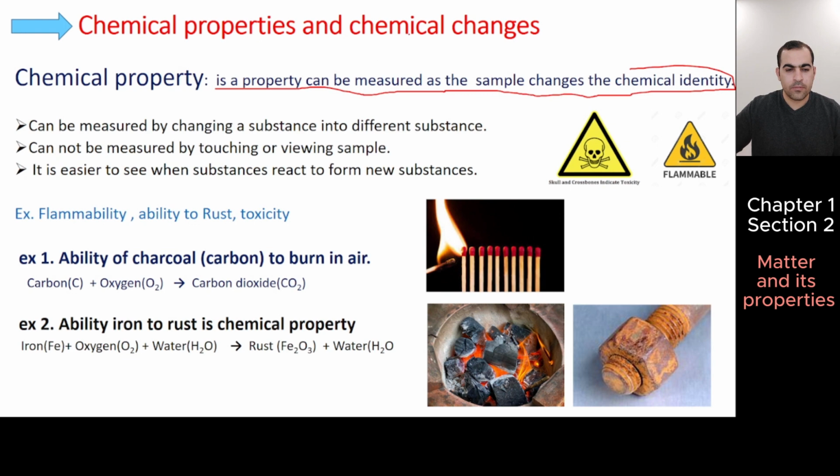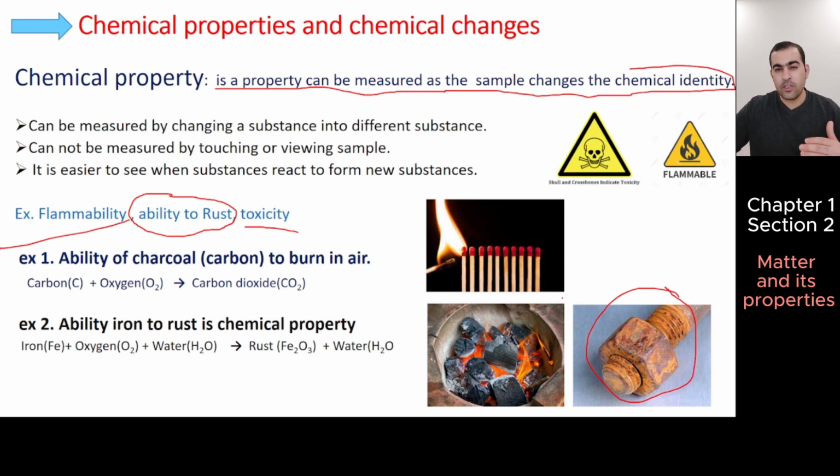For example, ability to rust. I'm going to explain that. We have flammability, we have ability to rust, toxicity. These are examples. Ability to rust. We all know iron. Does iron have the ability to rust? We all know rust, right? This is rust that covers the iron. So we want to know that the iron has the ability to rust.